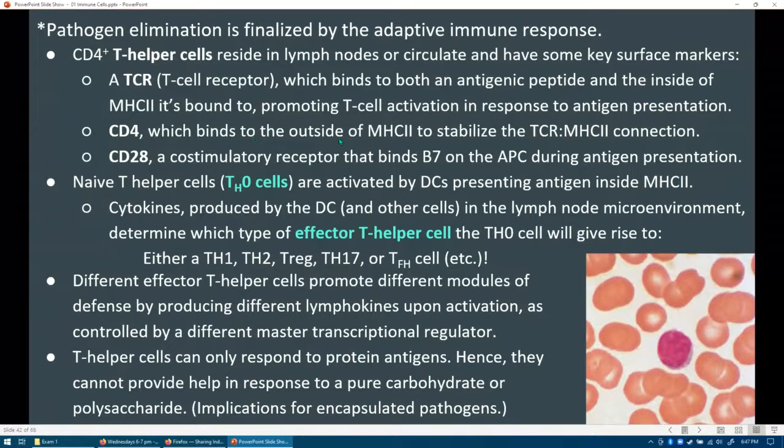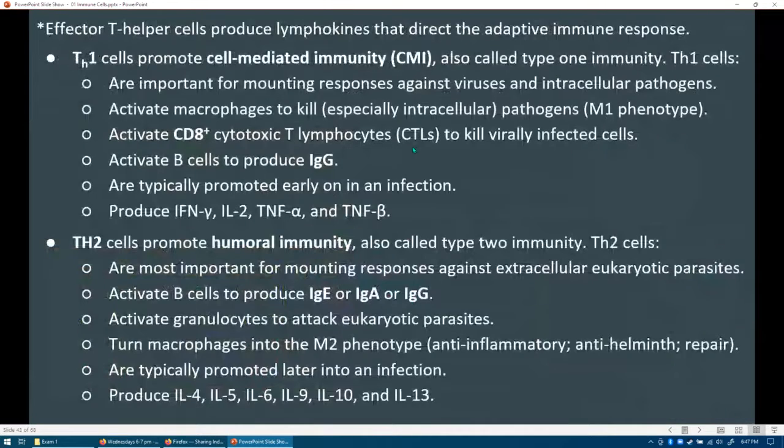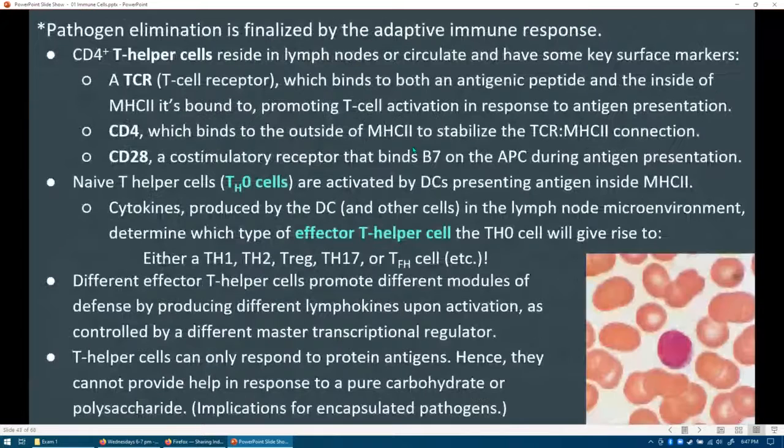CD4 is a molecule that binds to the outside of MHC2 during this recognition to stabilize the connection between the T cell receptor and the MHC2 molecule. So I have a picture of that somewhere, hopefully. It's probably in the next slideshow. That's okay. So CD4 is also involved in the TCR MHC2 connection, and it's just going to help hold them together. Okay. And then CD28, which is a receptor for B7, and it delivers co-stimulation to the T cell.